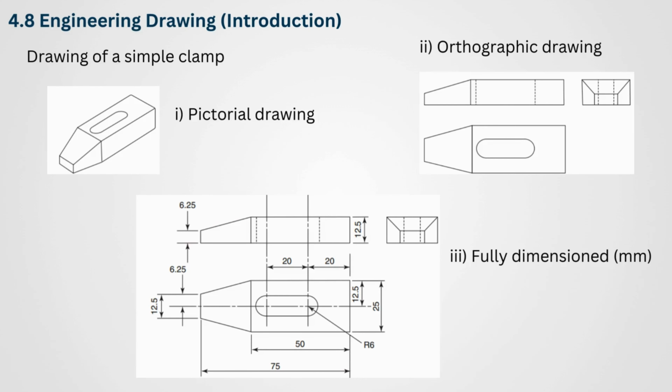The last topic for my part is on the engineering drawing, the introduction. So these are a drawing of a simple clamp. So firstly is on the pictorial drawing, which is a general drawing. Next is on the orthographic drawing. So this allows different views of the clamp from different directions. It allows every feature of the clamp to be seen and also those that can't be seen, which is indicated by the dotted lines.